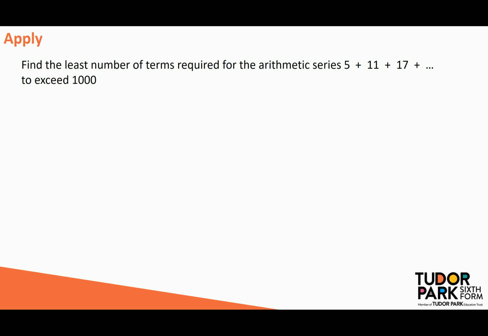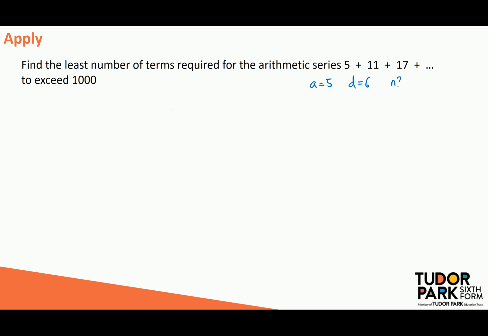In the last example we look at something a little bit different, so here I want to find the least number of terms required so that this series exceeds 1000. So this is using the same information but just in a slightly different way. So I'm going to start off by writing down the information that I know. So I know that the first term here is 5. I also know that the constant difference here is going to be 6. And I know that I want this to exceed 1000. So I'm looking for n. N is the thing that I'm not sure about.